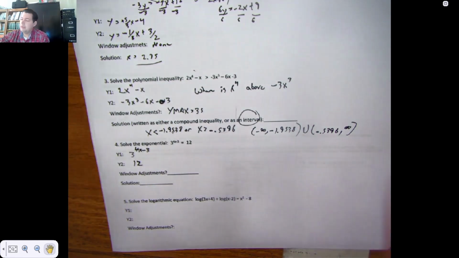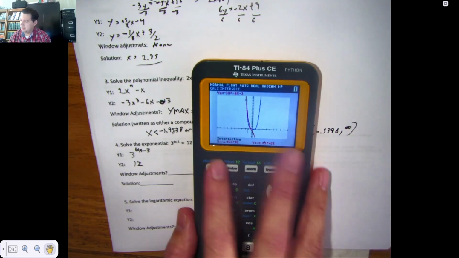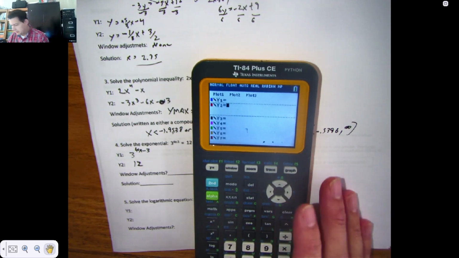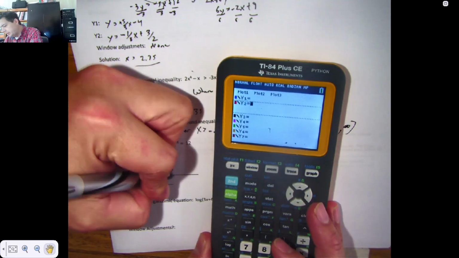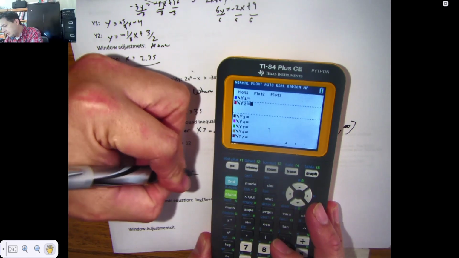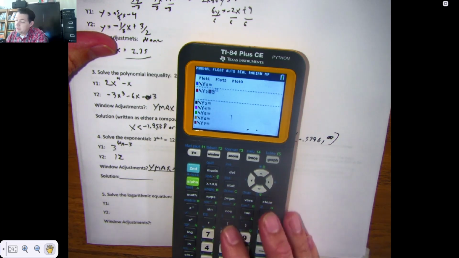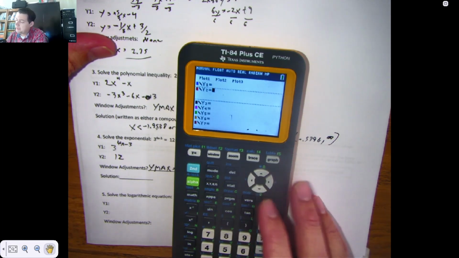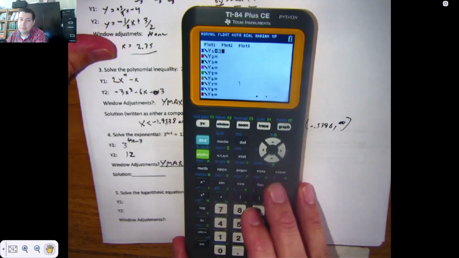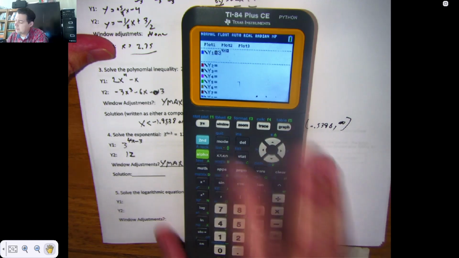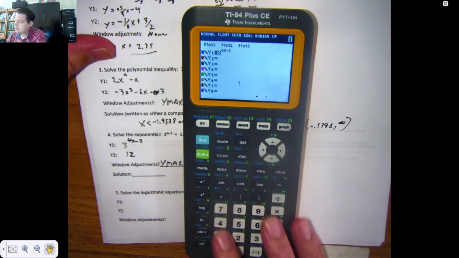Put the 3 to the 4x minus 3 in y1 and a 12 in y2. You will have to look up. I can tell you that right now. You're going to have to look up. I'm going to set my y max to be 15. Let me put that in the right spot too. 3 to the 4x minus 3 in y1, and 12 in y2.